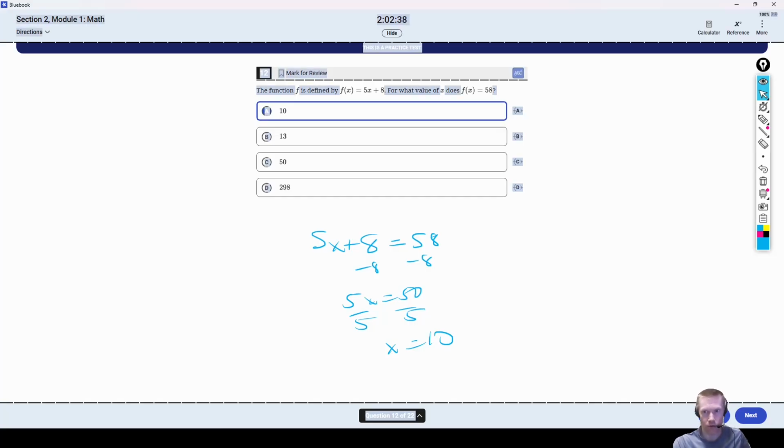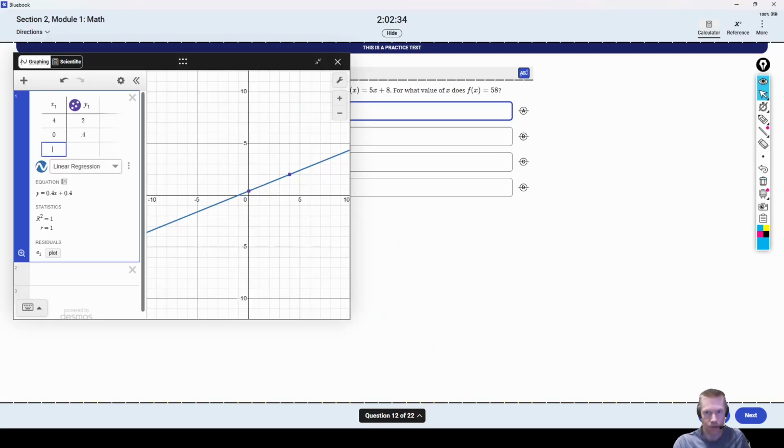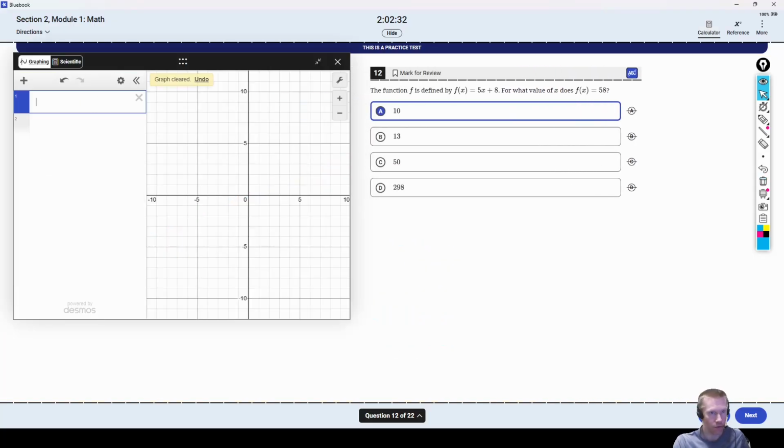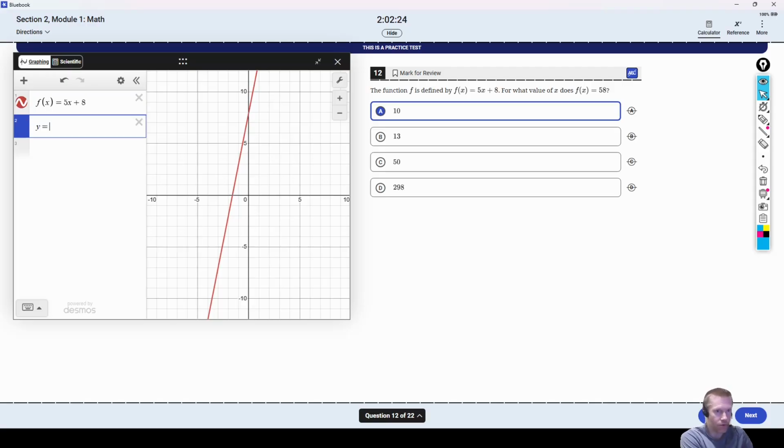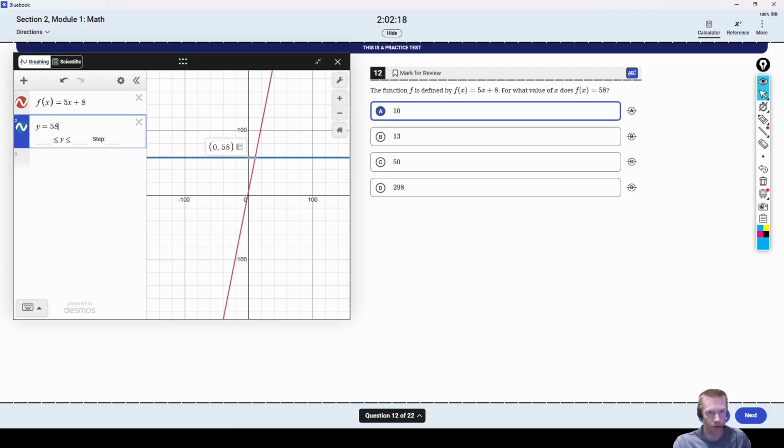However, you could also do this in Desmos. Let me show you how real quick here. Type in the original function. You actually don't need the f of x, but you can do that. Now, I'm just going to graph y equals 58. I have to zoom out a ways. Okay, where do they intersect? Right here. The x value, which is what we're looking for when y is 58, is 10. That's our answer. That's how you could get this entirely from Desmos.